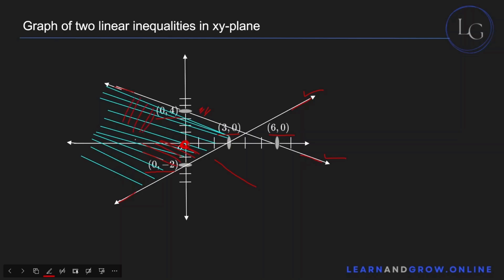And hence, this entire thing is the result of those 2 inequalities in the xy plane using shading. Simple, really.